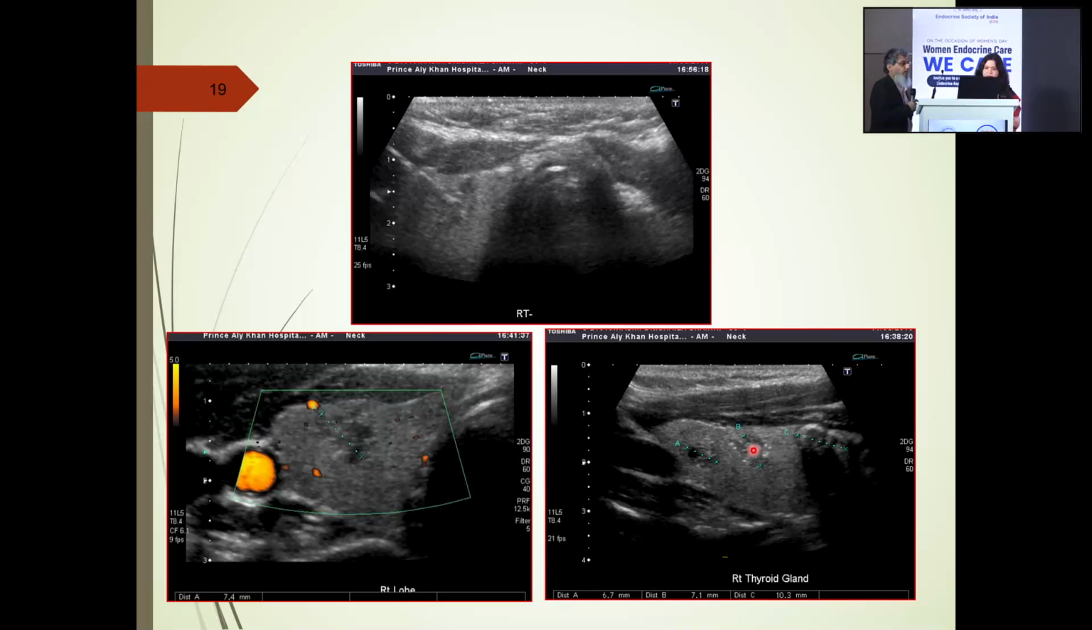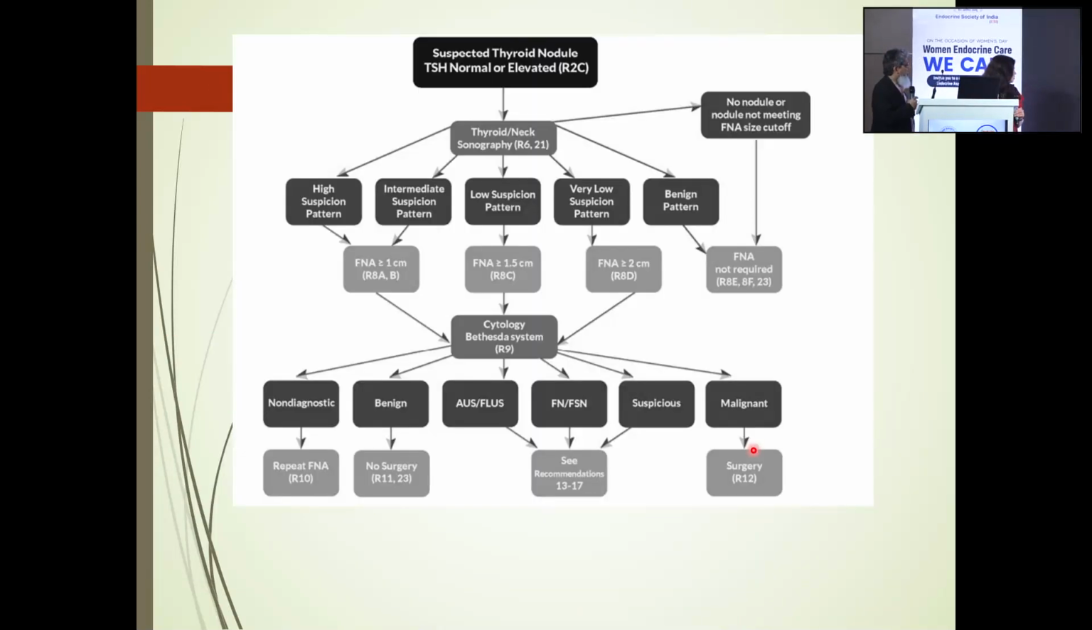Yes, absolutely. So I think we'll skip this also. This is what is from the ATA guidelines. We all follow that. If you have a high suspicion pattern or an intermediate one, it's better if it's more than 1 centimeter, then we go ahead with the FNA. With a low suspicion, as mentioned in the ATA, it's more than 1.5. With very low suspicion, then we wait till 2. So we know that we do that. This is what the guidelines say.